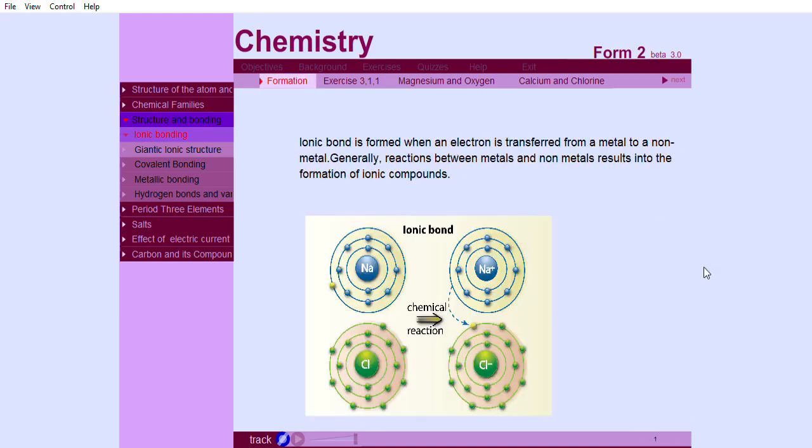Ionic bond is formed when an electron is transferred from a metal to a non-metal. Generally, reactions between metals and non-metals result in the formation of ionic compounds.